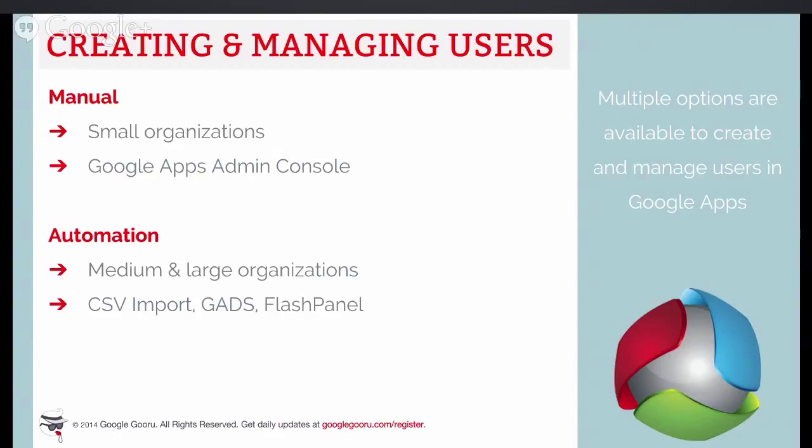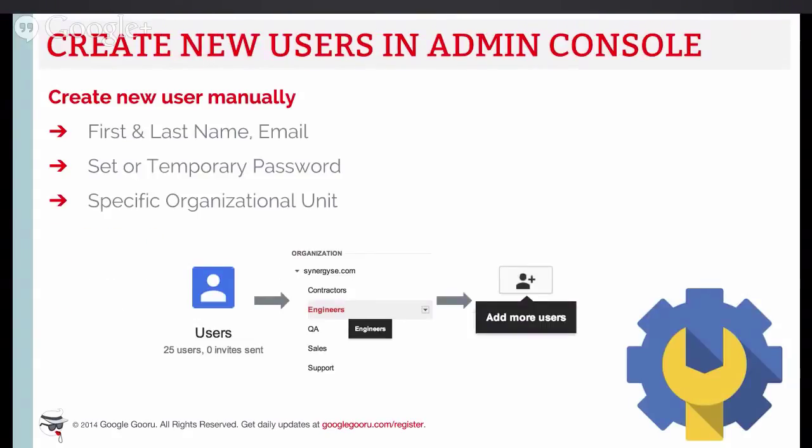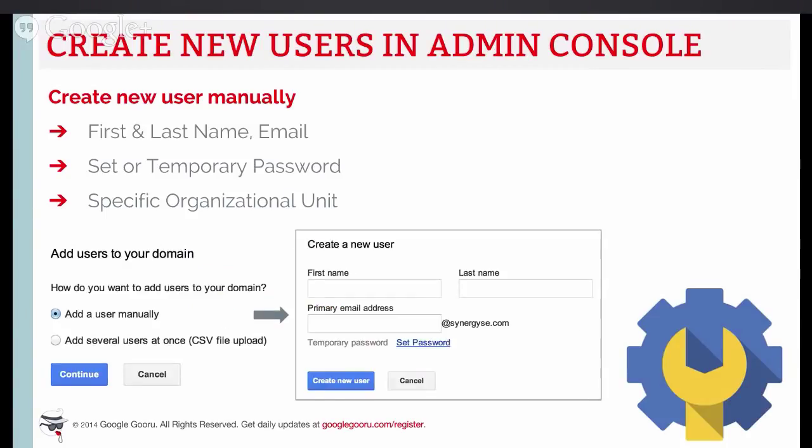So we'll go into some detail about how you would manually create users in the Google Apps admin console. It's very simple. You simply navigate into the user's control, and from there you can create individual users into a specific organizational unit right off the bat, so you don't have to move them afterwards. So once you pick the correct organization you want the user to be in, you simply click on the Add More Users icon at the top right, and then you'll be able to choose to add a user manually.